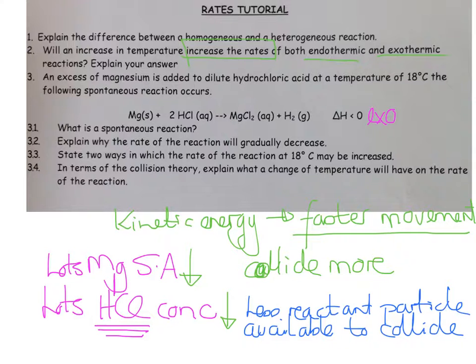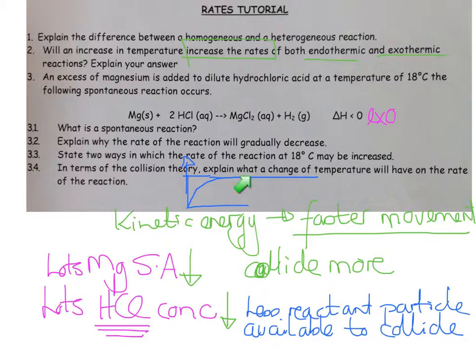If I was going to draw a graph of that, I would land up with an initially steep gradient, getting less and less and less until it levels out. At that point, the reaction has reached what's called completion. In other words, I am not getting any more of the product being formed. Everything has stabilized.